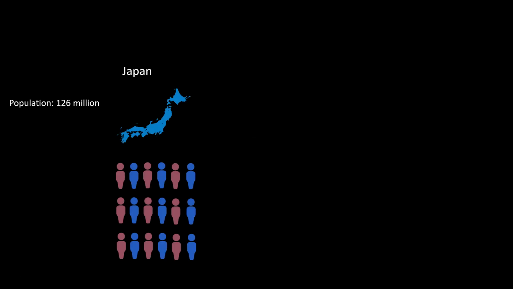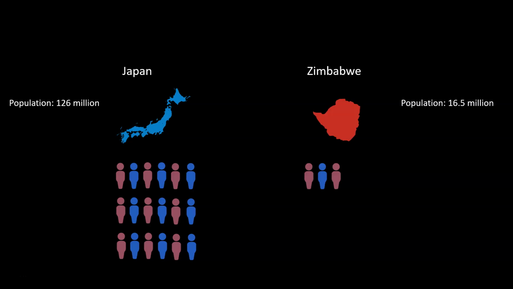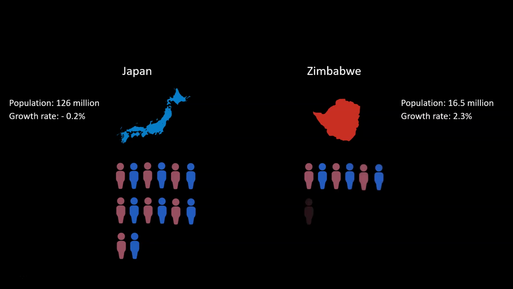Japan has a total population of 126 million people. Zimbabwe, on the other hand, which is roughly the same size, has a population of only 16.5 million. It's easy to see that their population sizes are quite different. But that's not the only thing that's different between these two populations. Japan has a negative growth rate and is losing population, while Zimbabwe is rapidly gaining population.